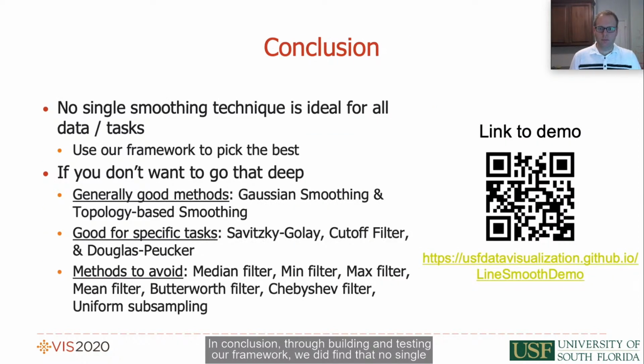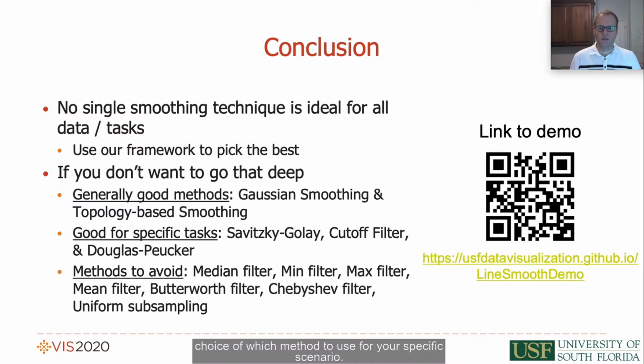In conclusion, through building and testing our framework, we did find that no single smoothing technique was ideal for all types of data or all visual analytics tasks. Furthermore, we note that the choice of smoothing methods can have a significant impact on how data are distorted, and thus how they may be perceived by an end user. For the best results in your visualization, our framework can be used to analyze and select the most effective smoothing method for your specific dataset and tasks. However, if that isn't an option, you can at least use our findings to make a reasonable choice of which method to use for your specific scenario.